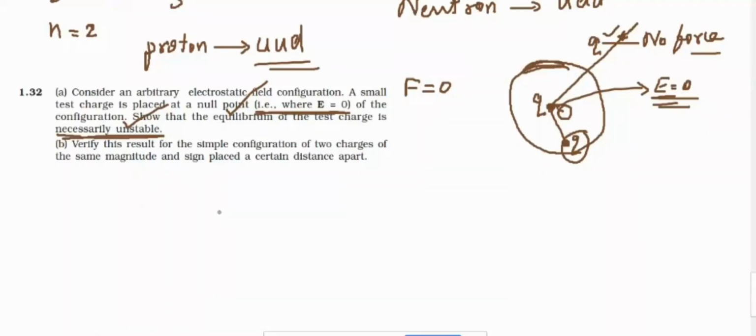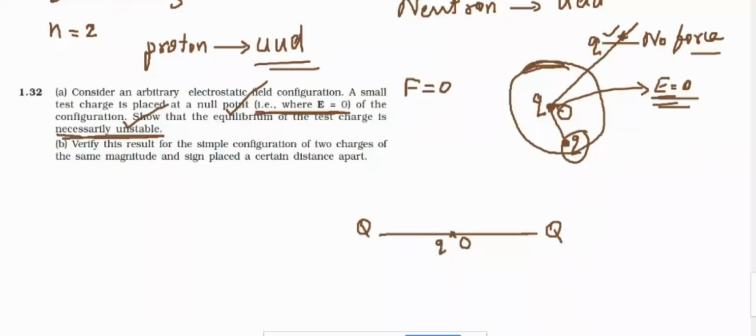Now, take part B. Verify this result for a simple configuration of two charges of same magnitude and sign placed a certain distance apart. So for case B, we can take two charges Q of same magnitude and a test charge is placed at the midpoint O. Test charge q is placed.